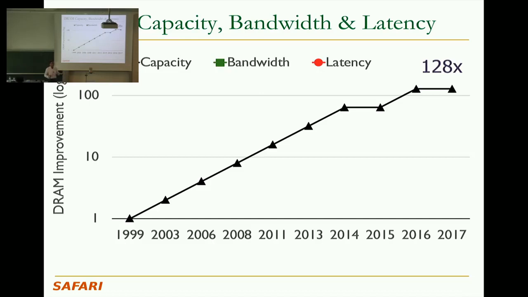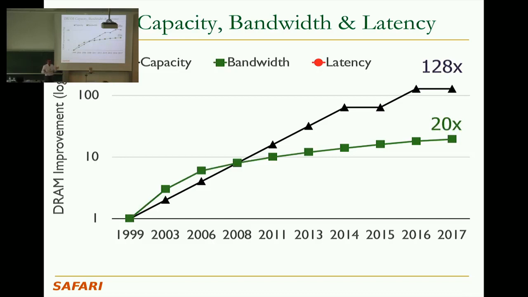Okay, bandwidth I'll give you quickly. It's about 20x in the most common. This doesn't include the 3D stacking like HBM. HBM actually improves the bandwidth even more. That's where it's really beneficial actually. But in the common chips, we have 20x. So DRAM chips are not designed for bandwidth per se, but the bandwidth is an important consideration.